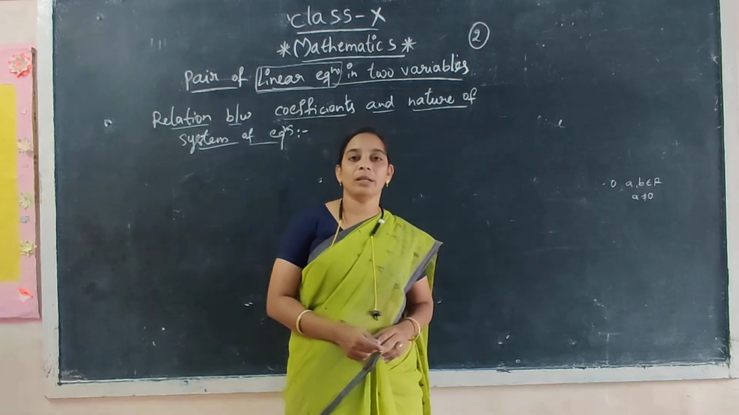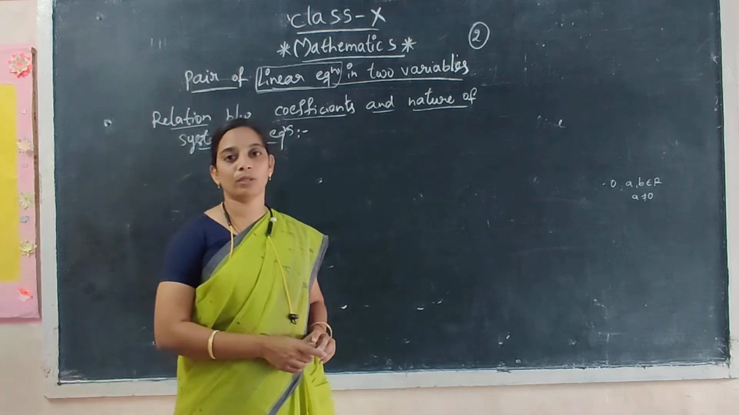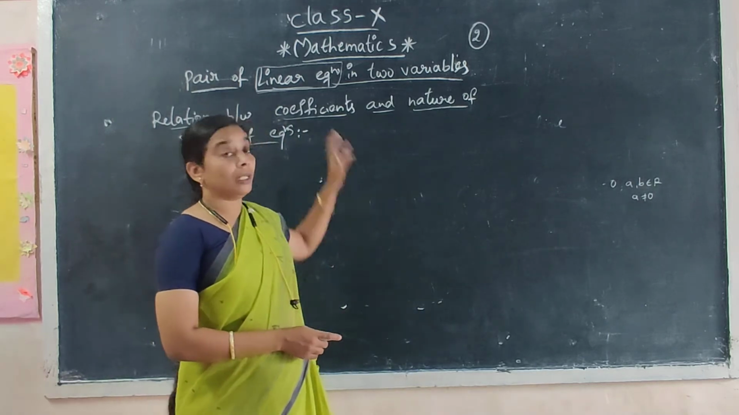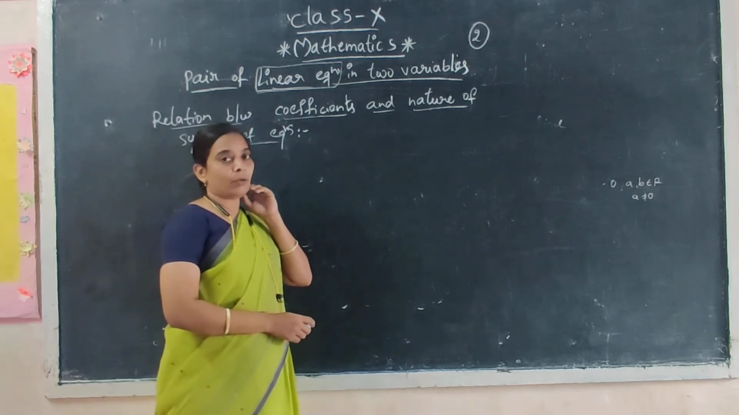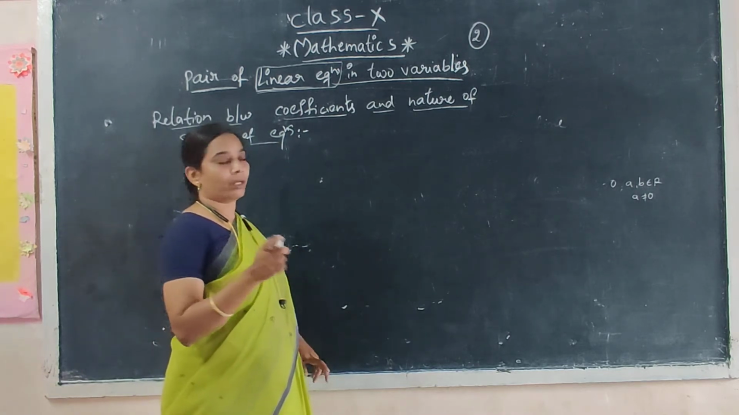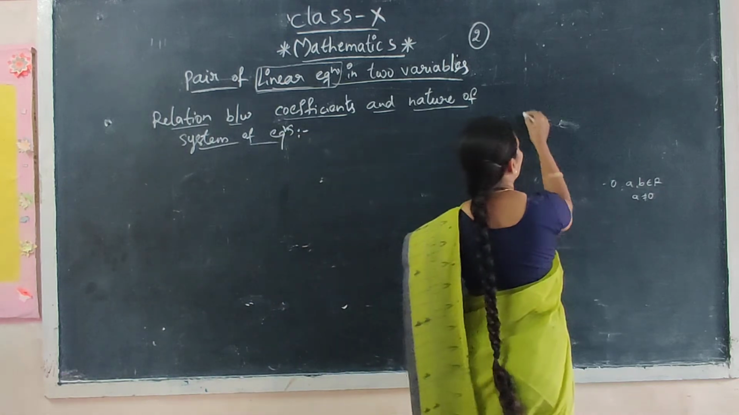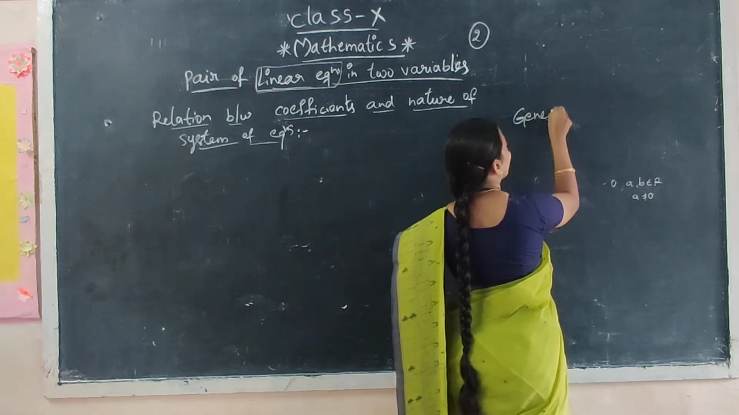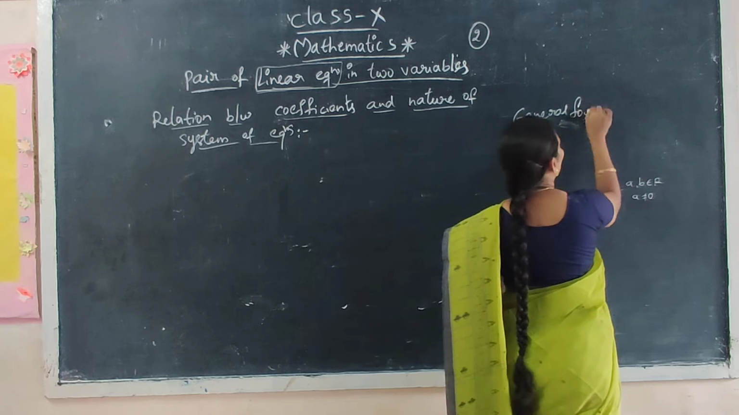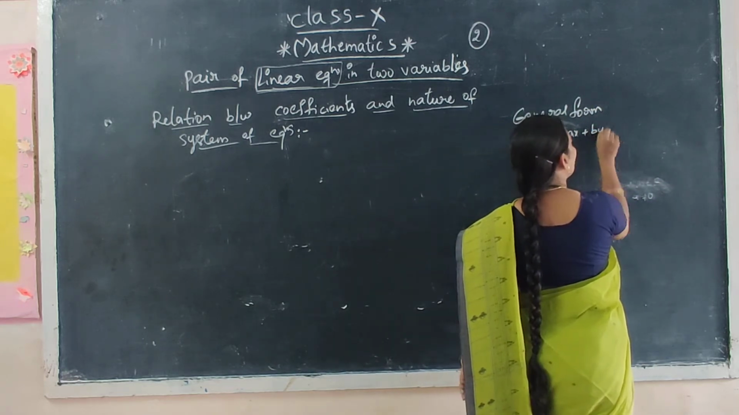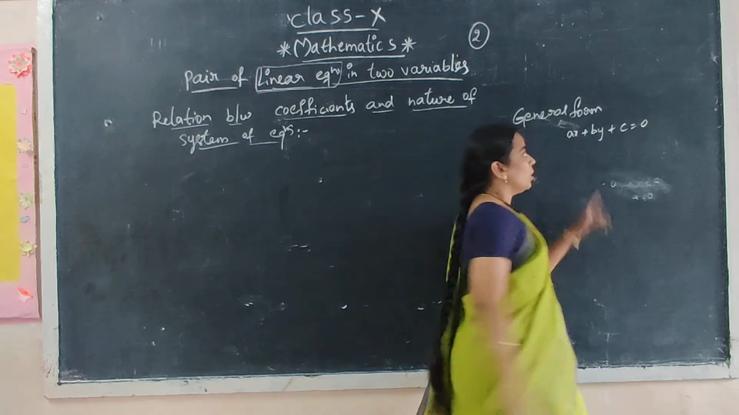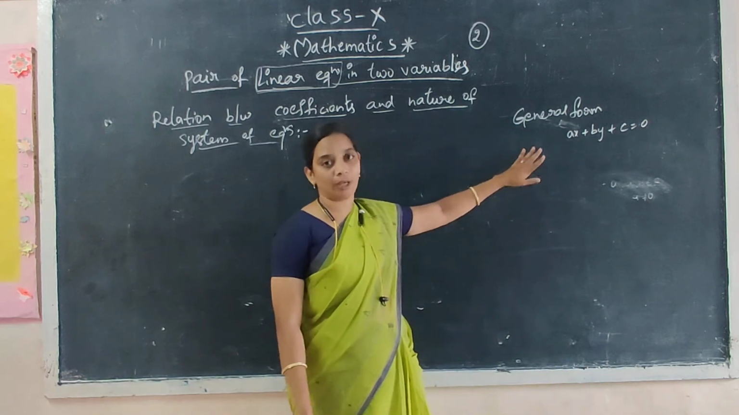In the previous class I explained the introduction of linear equations in two variables. Now, a pair of linear equations in two variables means two equations, where the highest degree is 1. Once again I repeat the general form, which I already explained. What is the general form? ax + by + c = 0. This is the linear equation in two variables.